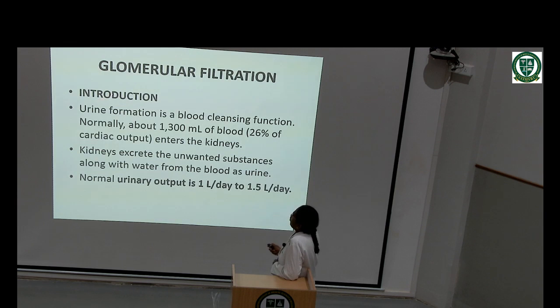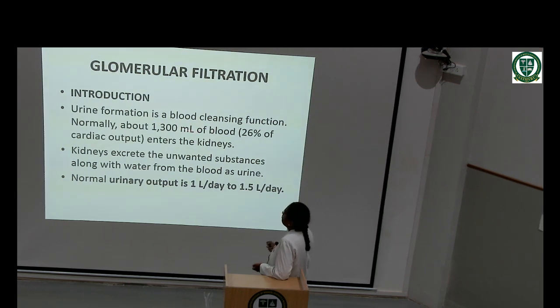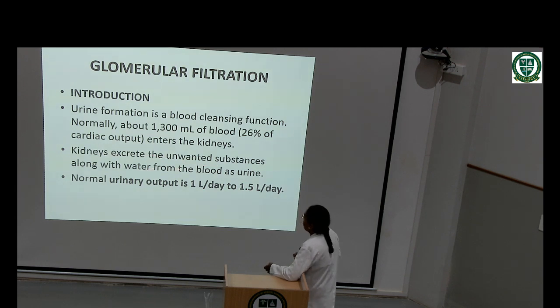Now, we will see what glomerular filtration is. Urine formation is a blood cleansing function. Normally, 1300 ml of blood, that is 26% of the cardiac output, enters the kidney for filtration. The kidneys excrete the unwanted substances along with water from the blood as urine. The normal urine output is 1 to 1.5 liters per day.